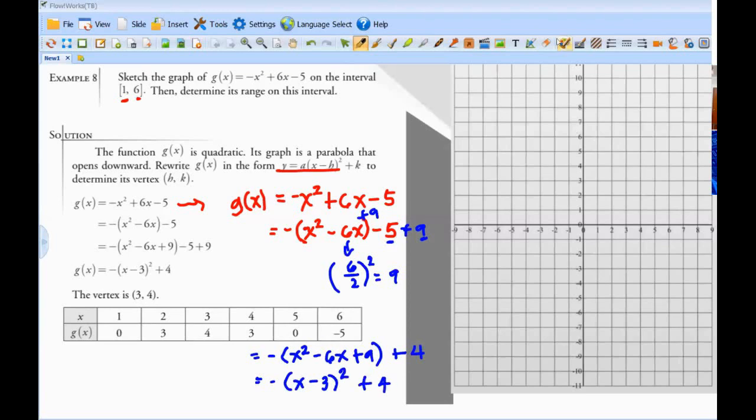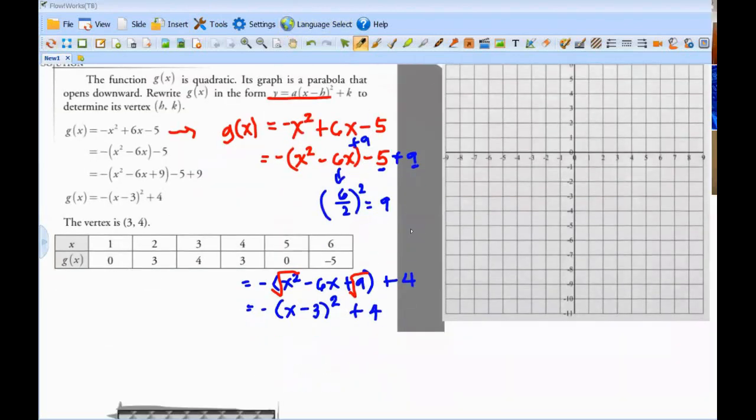This is a perfect square trinomial. Square root of x squared is x. Square root of 9 is 3. That's why it is x minus 3 squared. So let's move it up. Then after that, we have to get the center, the HK. The HK is actually this H and K. So H is 3 and the K is 4. So that's why the center is 3, 4.